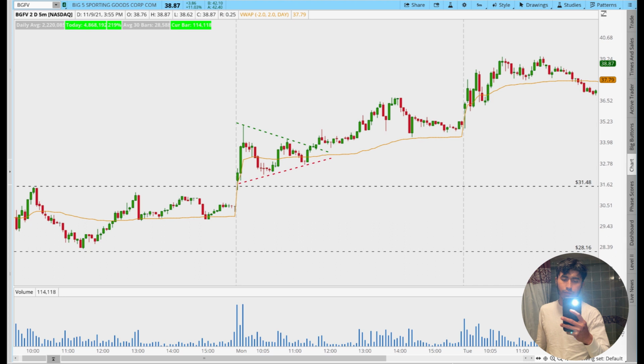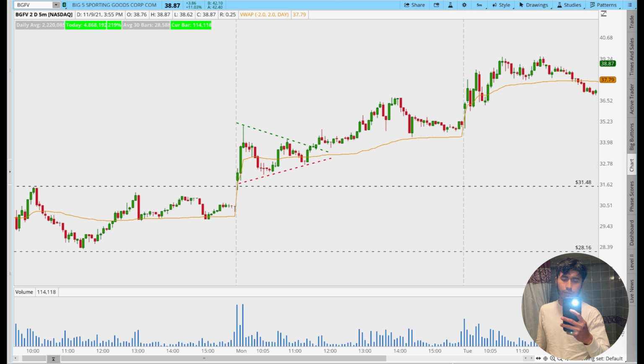VWAP is a support or a resistance, and as well, it can act just like a magnet as well. If the stock is ever too close to the VWAP, the VWAP will act like a magnet and pull the stock back to it. So those are important things, right?